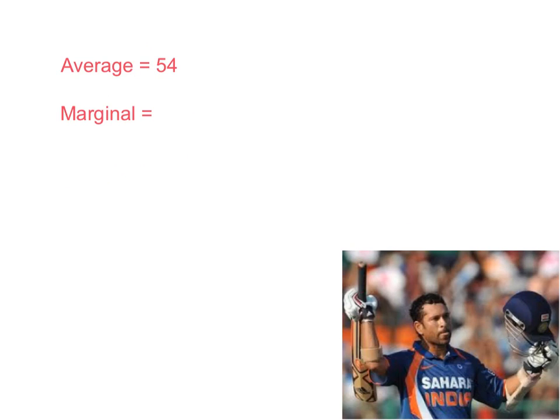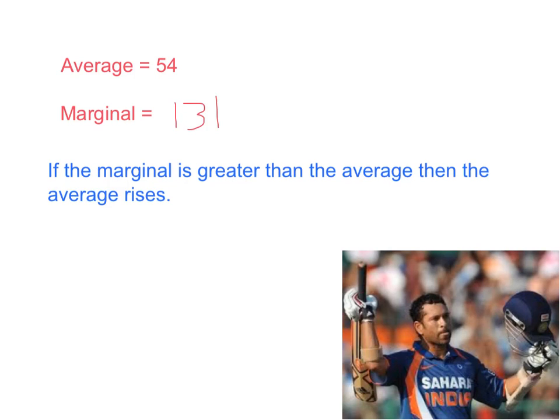Alternatively, what happens if in Tendulkar's next innings, he goes out and he scores well over 54. So let's suppose India's playing England, he goes out and Tendulkar scores over a century. He scores, in fact, 131 runs. What's going to happen to his average in that case? Well, if Tendulkar's marginal is above his average, that's going to tend to pull his average up. So if the marginal is greater than the average, then the average must be rising.